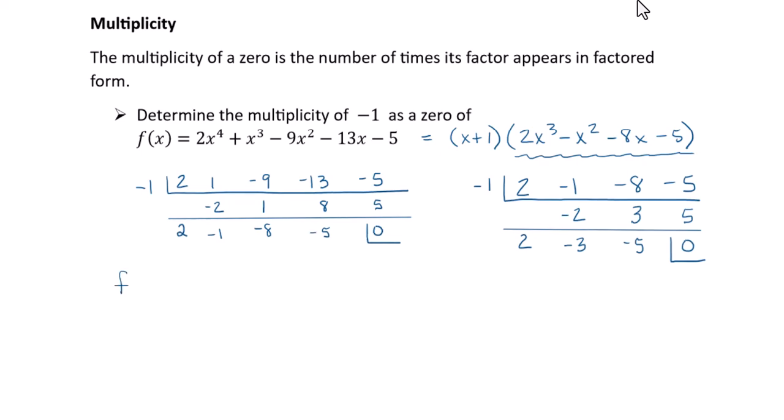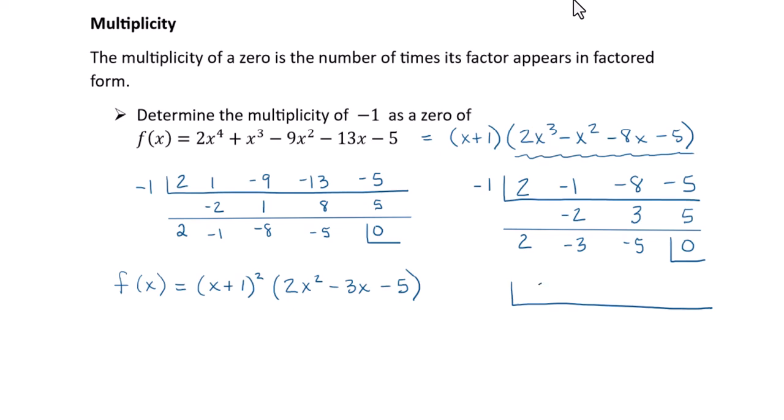Let's take just a moment and see if we can go ahead and write this in partially factored form. x plus 1 is now a factor twice. So we have x plus 1 quantity squared, and the quotient after our last division is going to be 2x squared minus 3x minus 5. All right, now let's see if we can get negative 1 as a zero one more time.